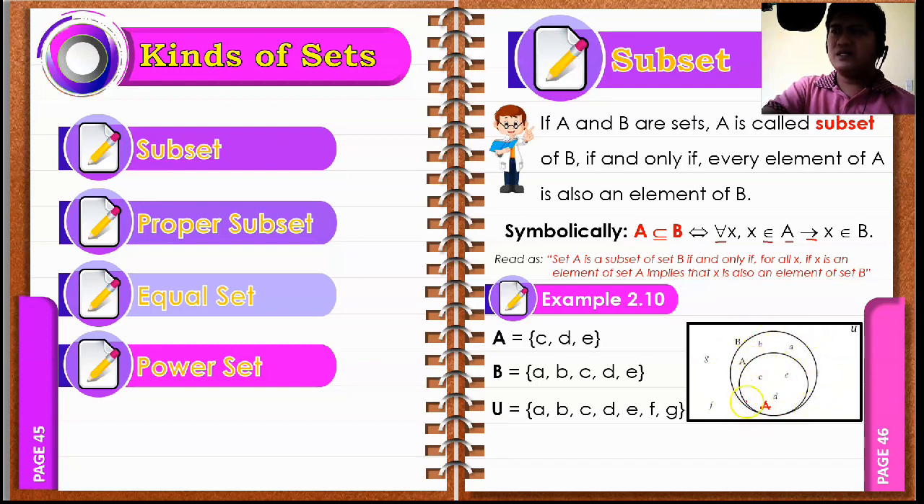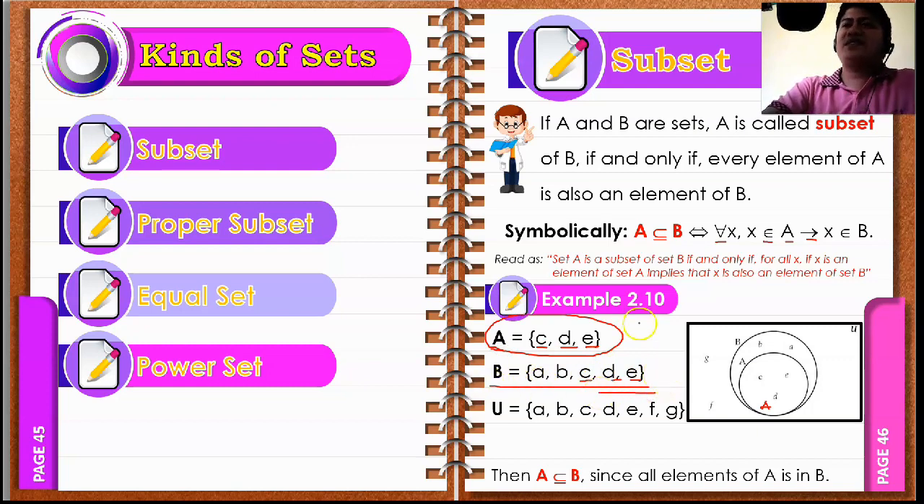So obviously, set A is a subset of B because the elements C, D, E, which are elements of set A, are also elements of set B. We have C, D, E. So in this case, set A is a subset of set B, since all elements of A are also in set B. So that is an example of a subset.